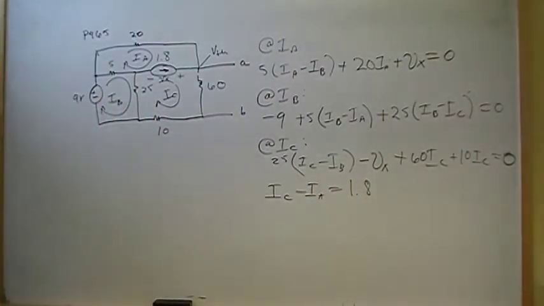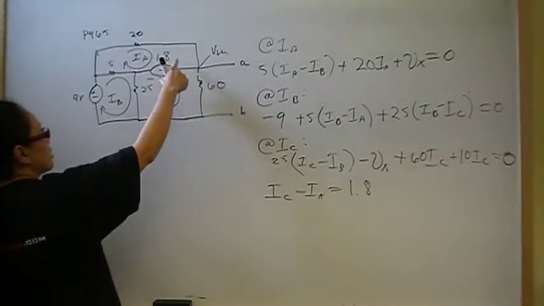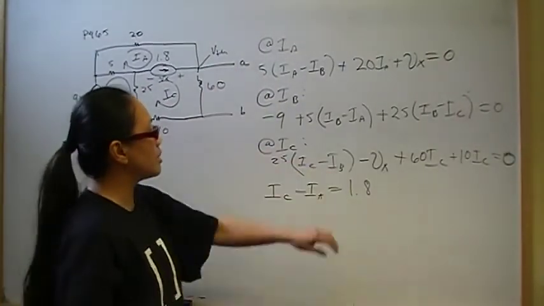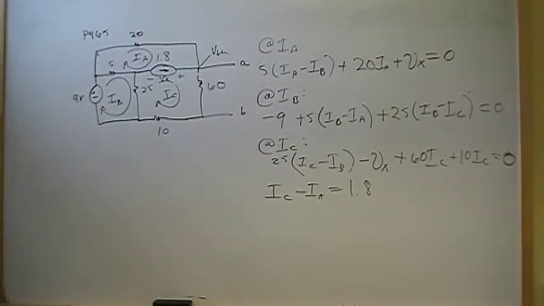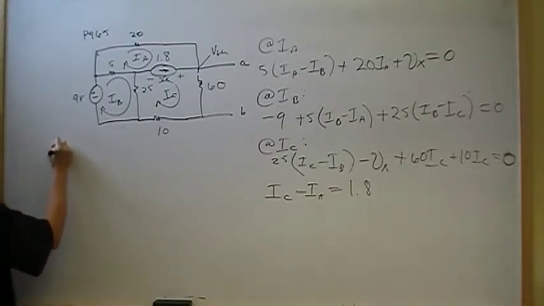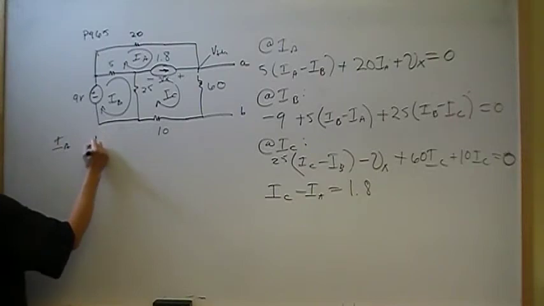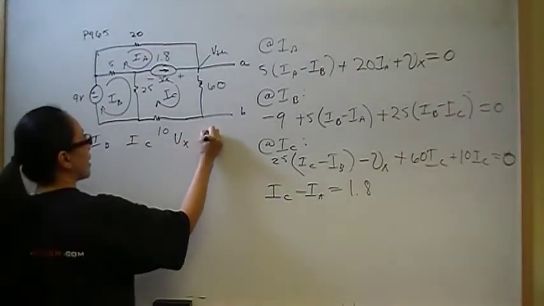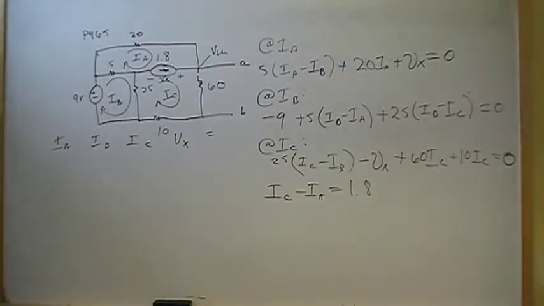Okay, so far we're doing just fine, even though we didn't see that this was a super node or a super mesh, and we also didn't see that we could add these two to eliminate Vx. We still came up with 4 equations and 4 unknowns. So let's make our matrix. We have IA, IB, IC, and Vx. Okay, just take a second and make sure. So let's start inventorying our coefficients.